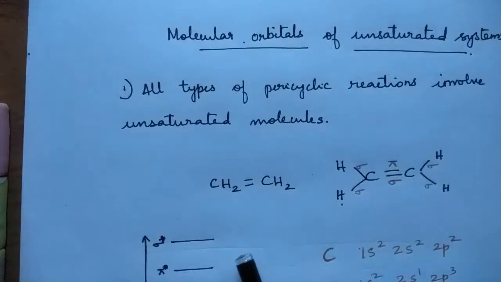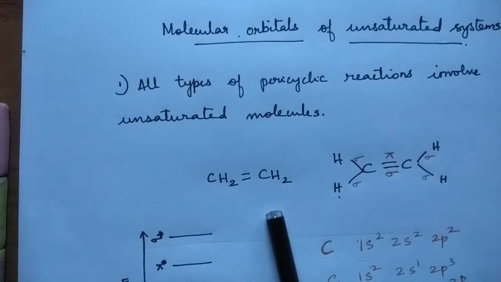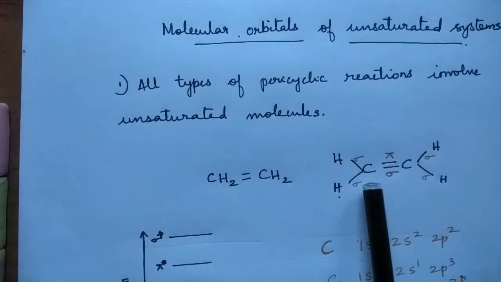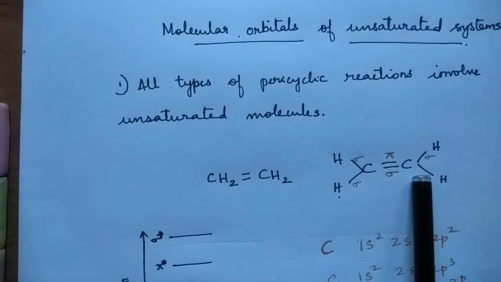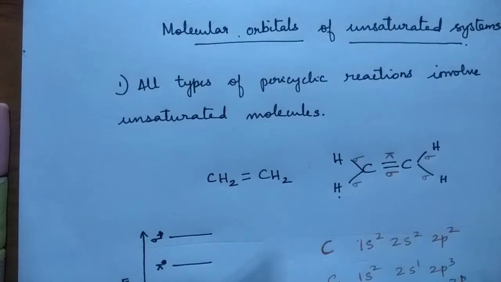And for that we'll see this in the simplest unsaturated molecule, and that is CH2 double bond CH2, that is ethylene, or you can say ethene. In this case we know that CH2 double bond CH2 has a C double bond C, in which one bond is sigma, the other one is pi. The sigma bond is formed by head to head interaction, whereas the pi bond is formed by sidewise overlapping.